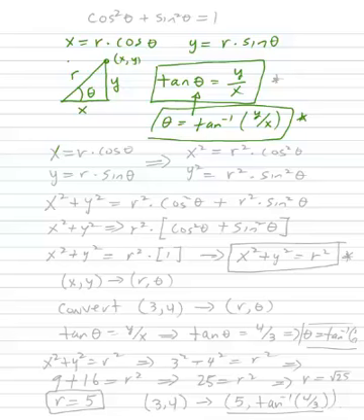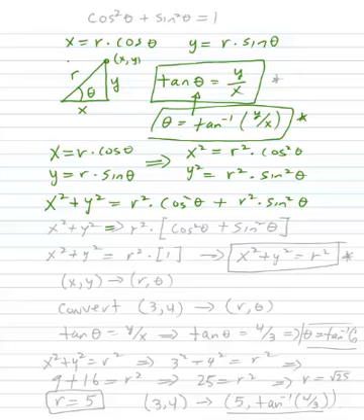And if we look at x as r cosine of theta, and y as r times the sine of theta, look what happens when we square both sides. We get x squared is r squared times the cosine squared theta, and y squared is r squared times the sine squared theta. Adding those two equations produces x squared plus y squared is r squared cosine squared theta plus r squared sine squared theta.